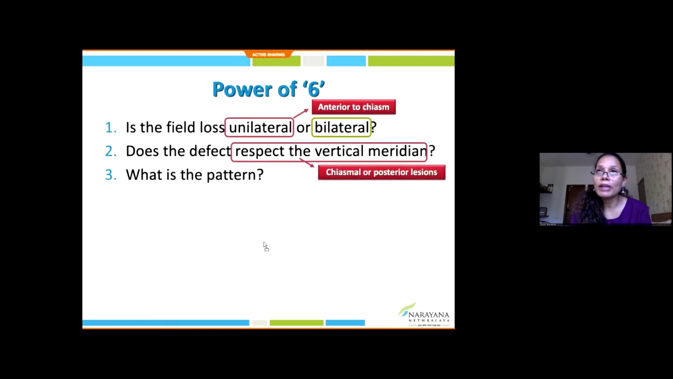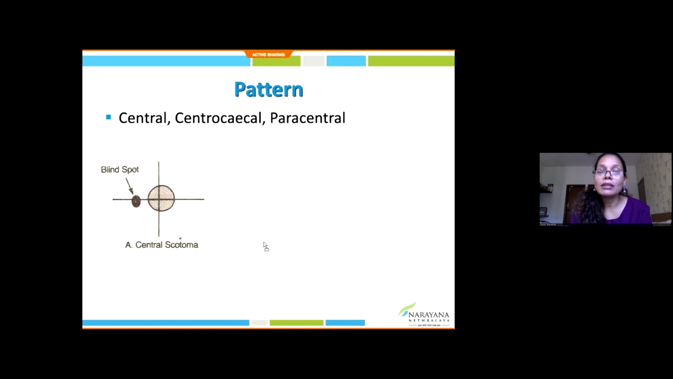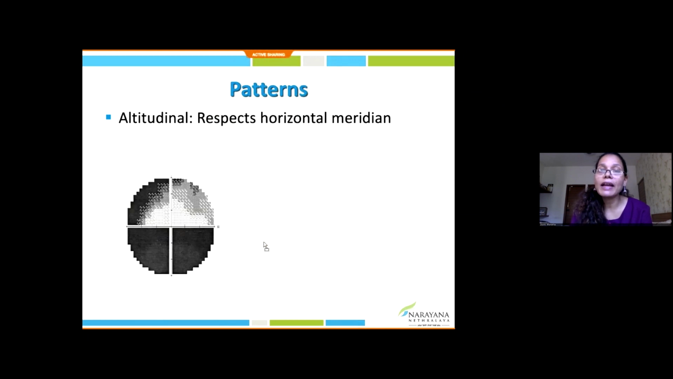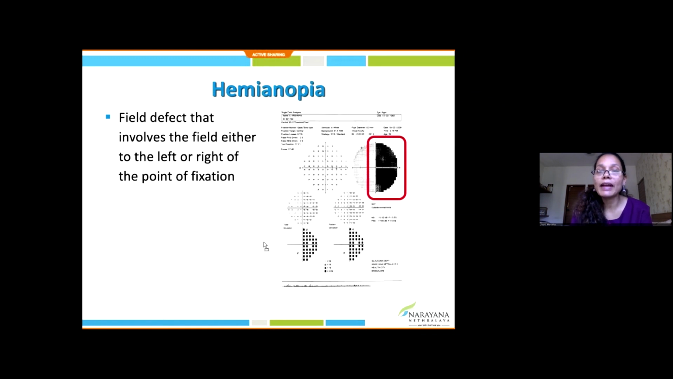Now, the third important question is, what is the pattern? The pattern means what is the type of defect you're getting. It could be a central scotoma only involving the central part, a centrocecal which is involving the blind spot also, a paracentral as seen here. It could be altitudinal. Here, the defect respects the horizontal meridian. An arcuate as seen here. This is a superior arcuate scotoma which you can get. And a classical neuro-ophthalmic field defect is a hemianopic field defect, which involves the field either to the left or right of the point of fixation, as seen here.